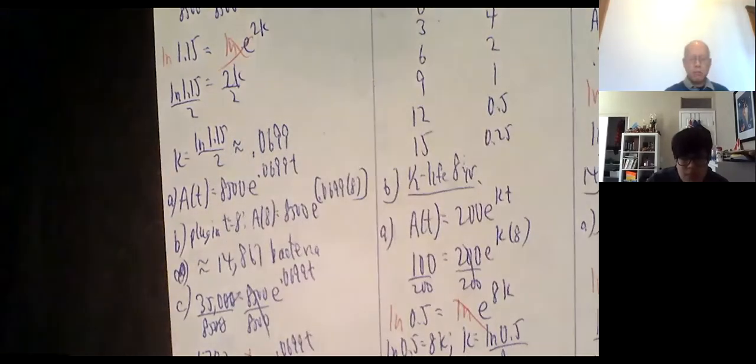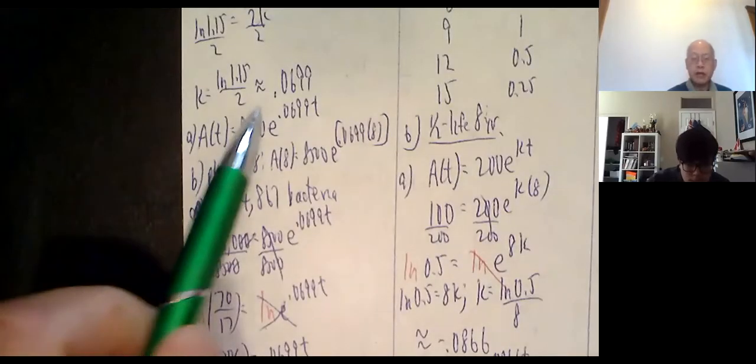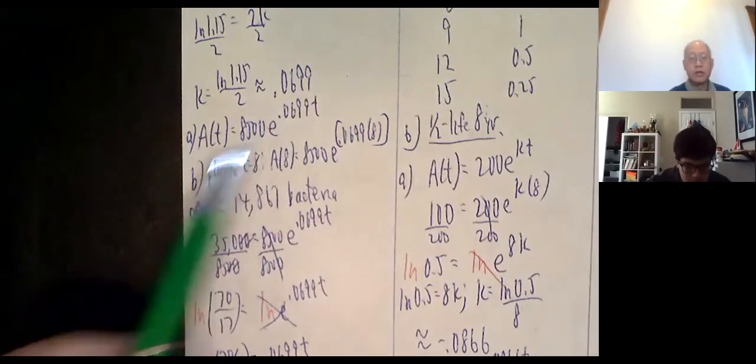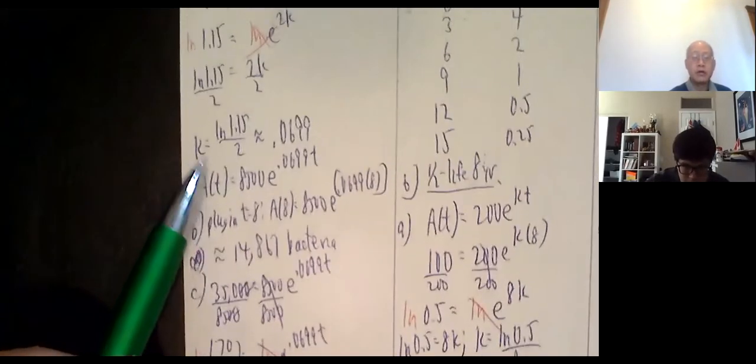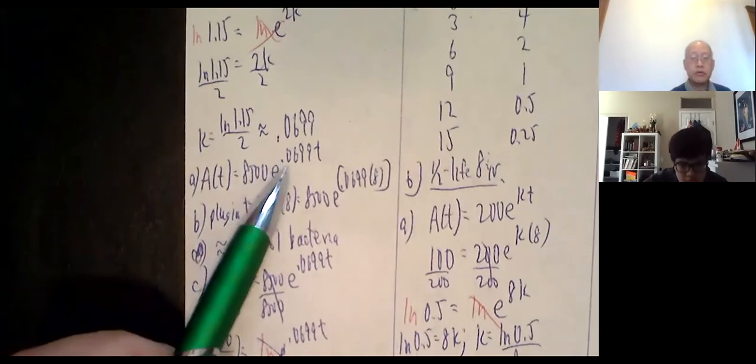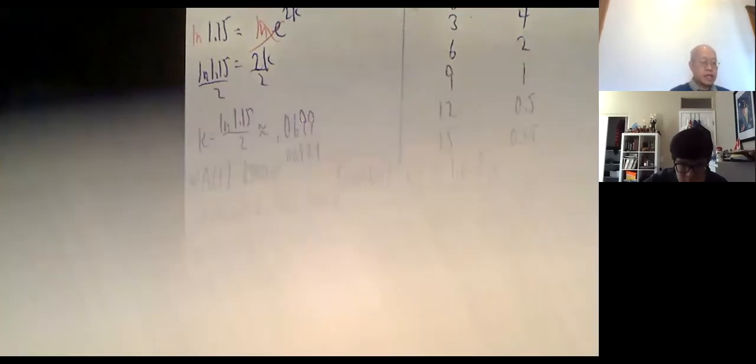0.0698809.7, whatever. Okay, so round it up to 0.0699. 0.06988 rounds to 0.0699, almost 0.07. Okay, so the equation is now A of t is 8500 e to the 0.0699t. So that's the answer to part A.